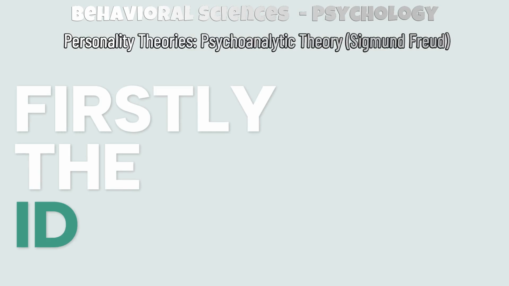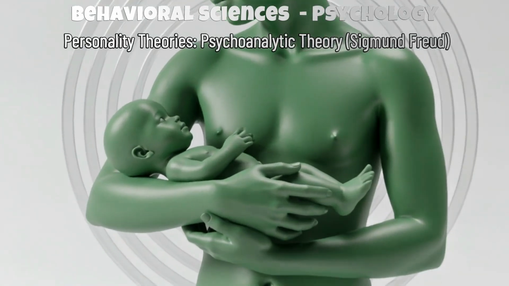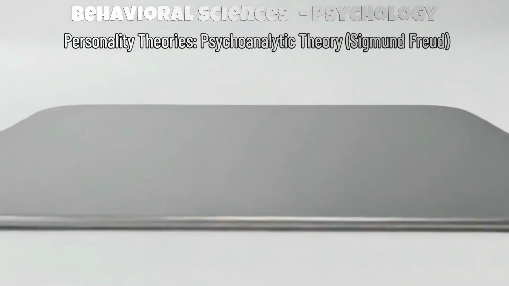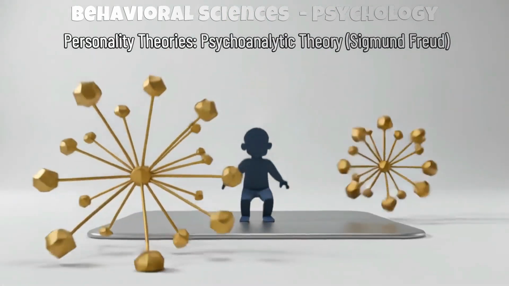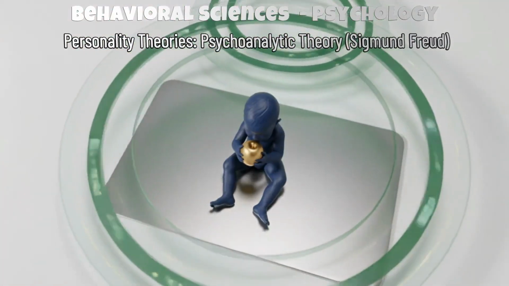Firstly, the id. The id is the most basic part of personality. It is present from birth and operates on the pleasure principle, meaning it seeks immediate satisfaction without considering consequences. So the id is that impulsive voice that says, I want it now.